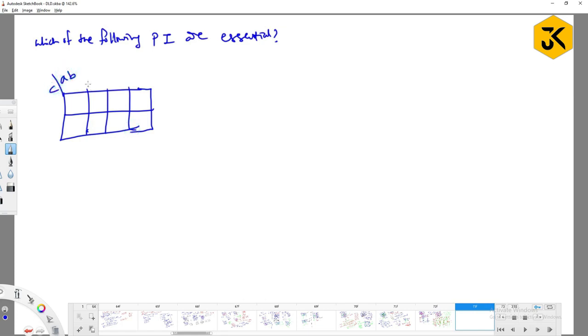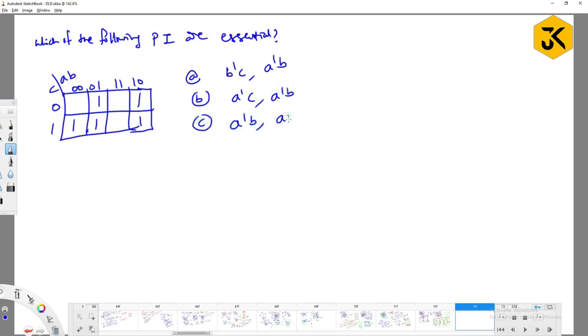A B C, 0 0 0 1 1 1 1 0, 0 1. There should be 1 1 1 and 1 1. Options are: B bar C, A bar B; A bar C, A bar B; A bar B, AB bar; A bar B, AB bar, B bar C. Can you try to find out this one? Option?